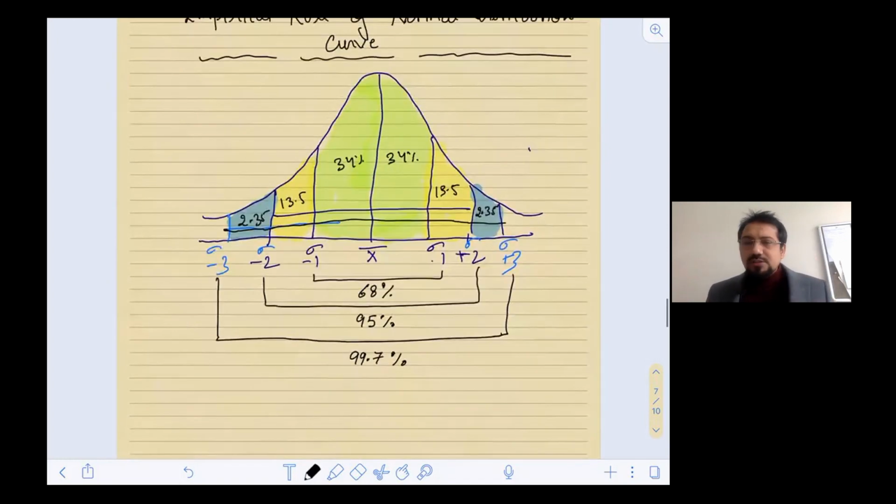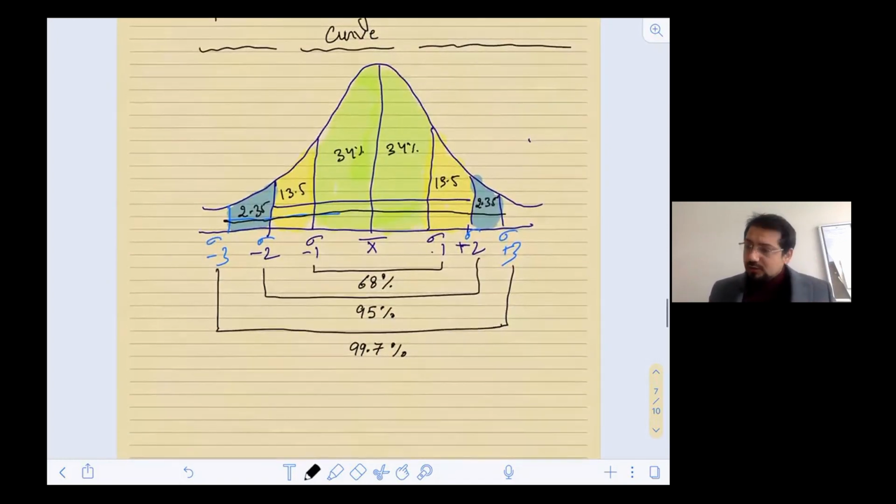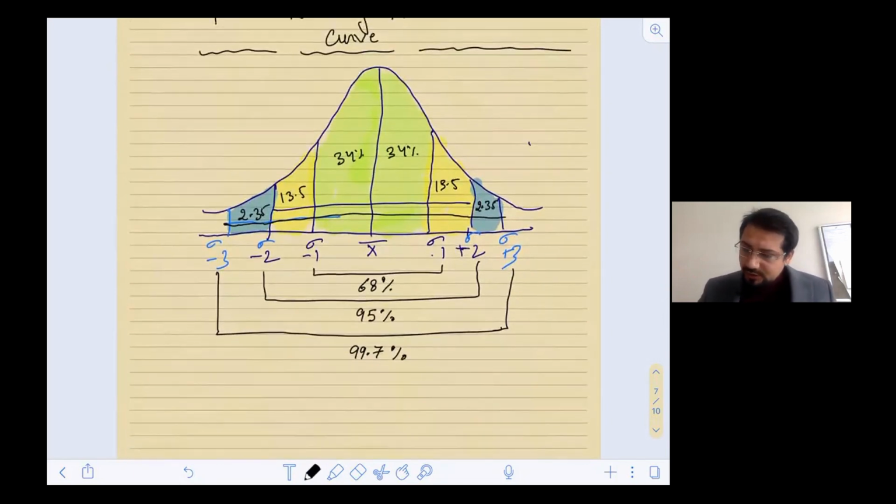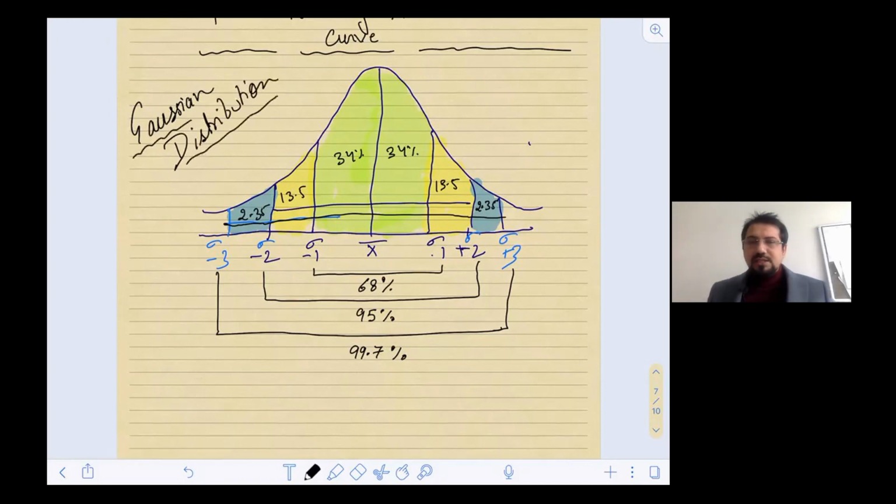Okay, normal distribution curve. First of all, let me tell you, it's also called Gaussian distribution. So you can let me write down, Gaussian distribution, right? So you should not be confused when this term appears sometimes.